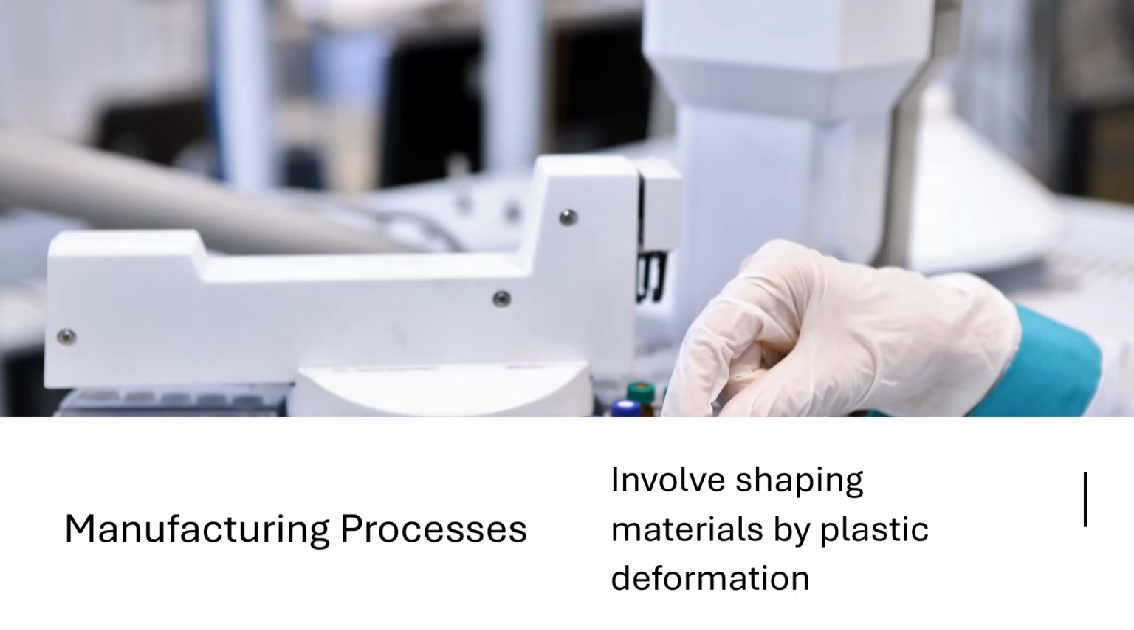All right, manufacturing processes, they definitely involve shaping materials. That's what we do when we manufacture something. We shape the materials. With what? By plastic deformation, okay? So plastic deformation is what we're trying to do, like we're applying the mechanical forces to be able to shape the materials.